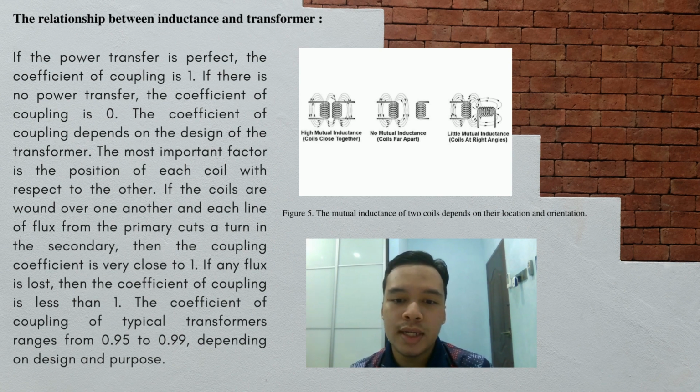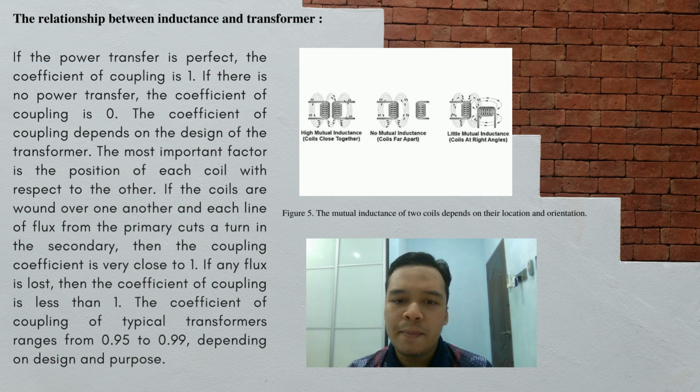So the mutual inductance, or the coefficient of coupling of a transformer, is a measure of the efficiency by which power is transferred from the primary to the secondary coils. So let us see figure 5. In figure 5, the first one is high mutual inductance, which is coils close together. The second one is no mutual inductance, which is coils far apart. And the last one is little mutual inductance, which is coils at right angles.